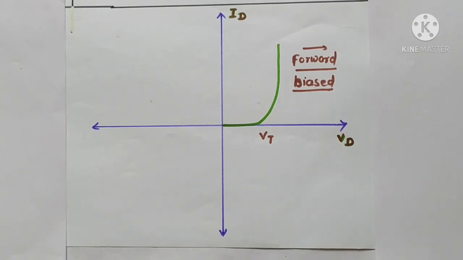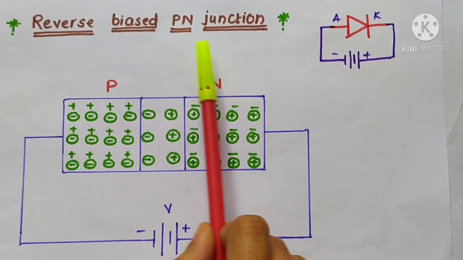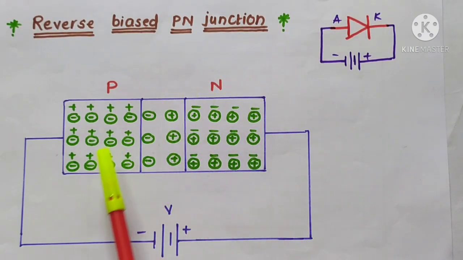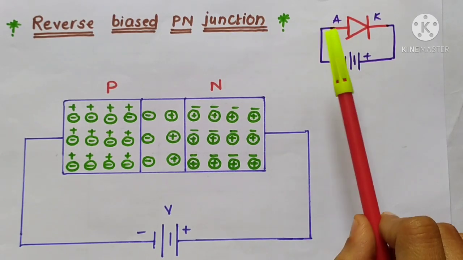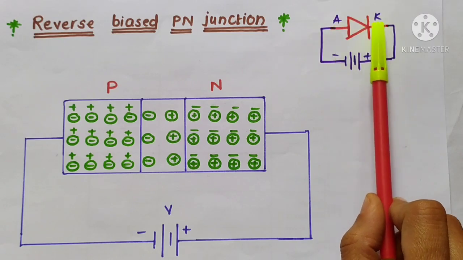Now let us see the reverse bias condition of the PN junction diode. In this diagram you can see this is the structural form of the PN junction diode. It is connected in the reverse bias direction, while this diagram shows the symbolic form. Here is the anode and this is the cathode.